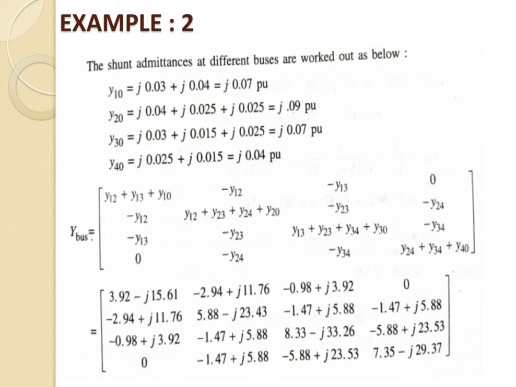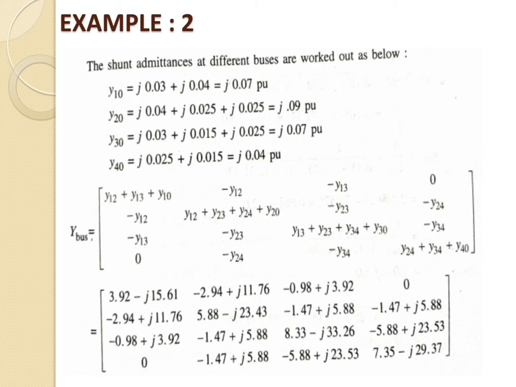Now just put the values of all the shunt admittances as well as mutual admittances into the Ybus equation. We get the Ybus as 3.92 minus j 15.61, minus 2.94 plus j 11.76, minus 0.98 plus j 3.92, then the fourth one is 0. Then the next term is minus 2.94 plus j 11.76.